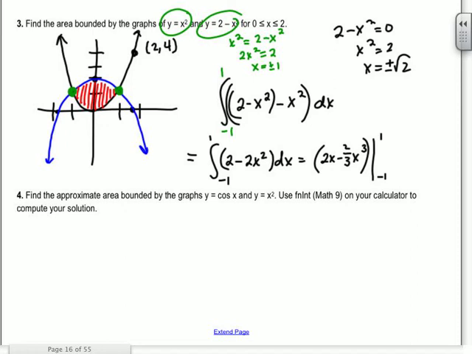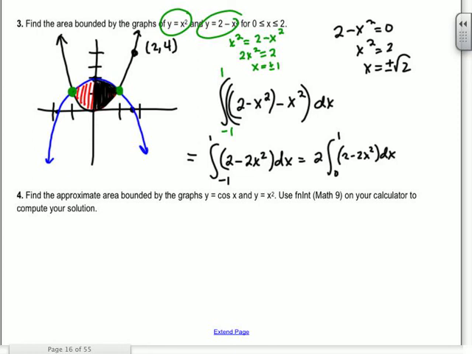So before I got to that point, actually, do you guys notice that this is symmetric? Do you know what I mean by symmetric? See how I could just do the right side? We always like integrating with 0. We don't like a and b to be hard numbers, right? We like it to be 0. So what I'm going to do is I'm going to say it's twice the integral from 0 to 1 of 2 minus 2x squared dx. See what I'm saying?